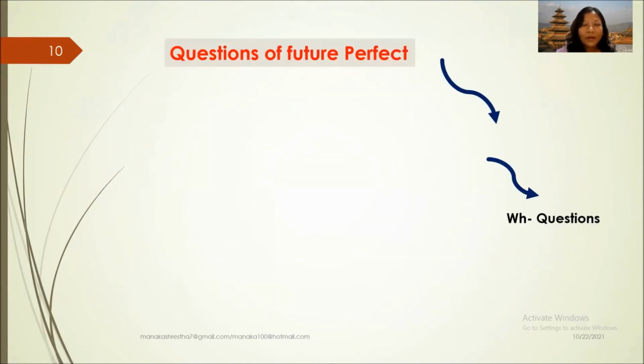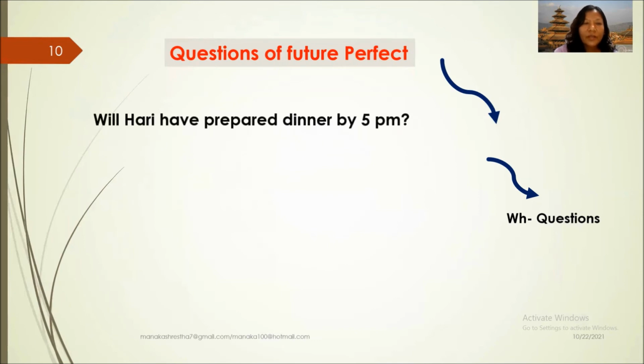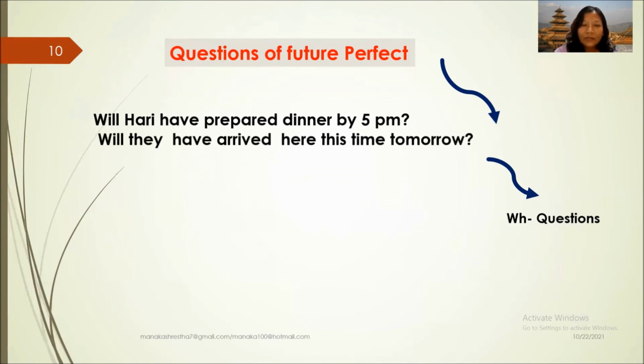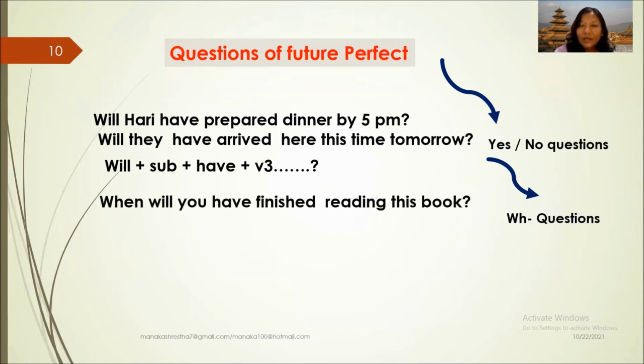Now, how to form questions of future perfect tense. First of all, I'm giving you examples. Will Hari have prepared dinner by 5 p.m.? Will they have arrived here this time tomorrow? This is the question. So the structure of this question is will plus subject plus have plus verb 3. This is just a question.